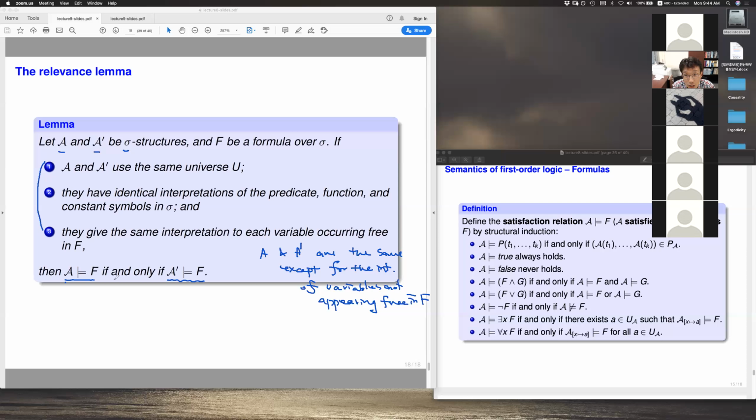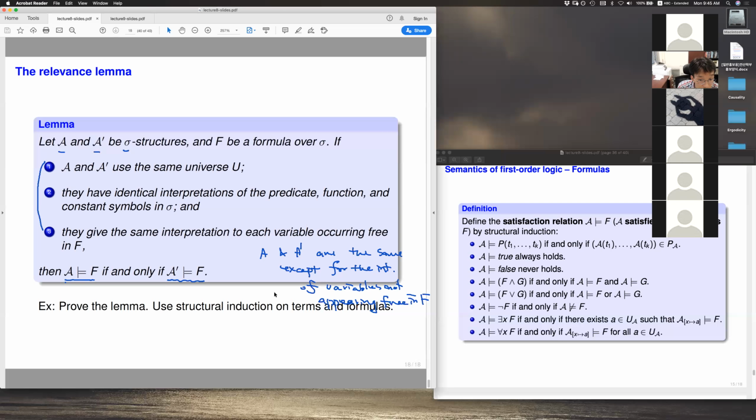This is something that you are expecting, but it's going to be a very useful lemma that we will use over and over again when we discuss, say, Skolemization and so on. So what I want you to do now is to prove this lemma. And to prove this lemma, you have to use induction on terms and formulas. So try to prove this lemma.